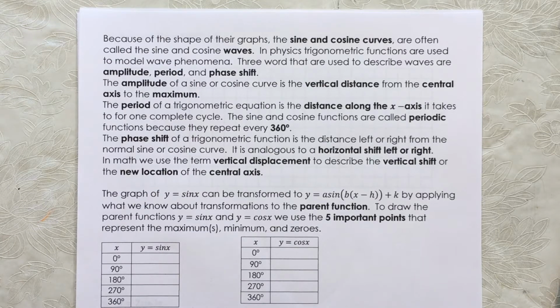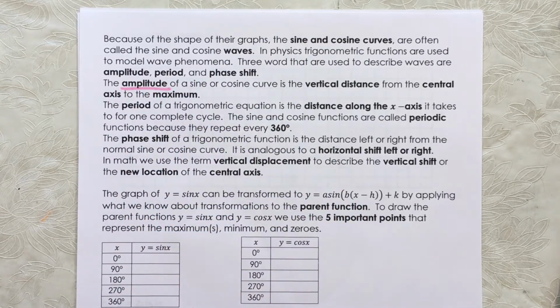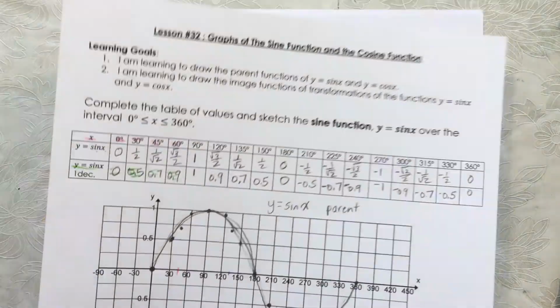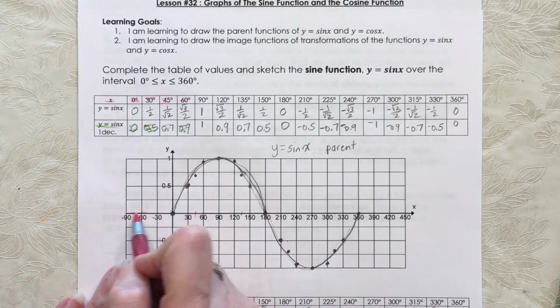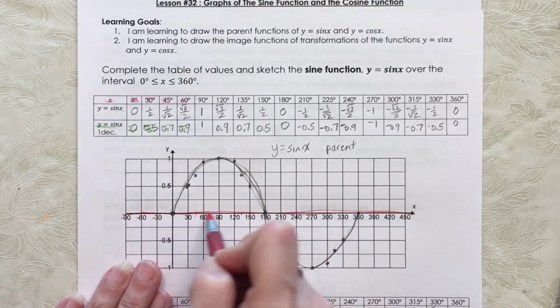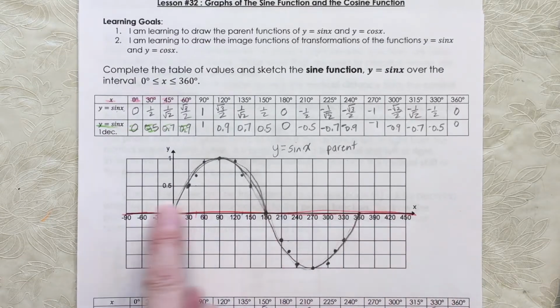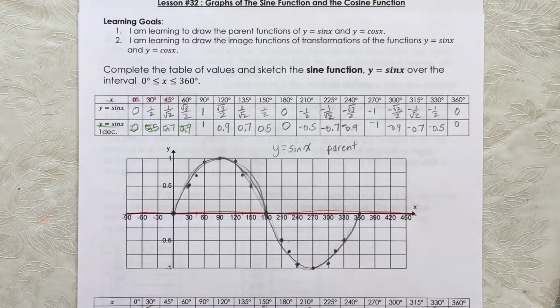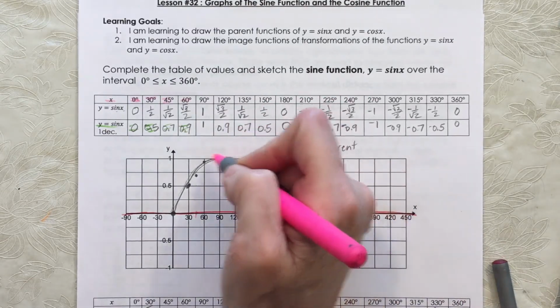So the amplitude of a sine or cosine curve is the vertical distance from the central axis to the maximum. So let's look at our picture of sine first. Sorry, make sure it's in the frame here. So here's the central axis. I'm going to draw it in red. So the central axis, if there's no vertical shift up or down, so for the parent, it's just the x-axis, is the central axis. So the difference between the central axis and the maximum, you can see here. So here's the maximum.